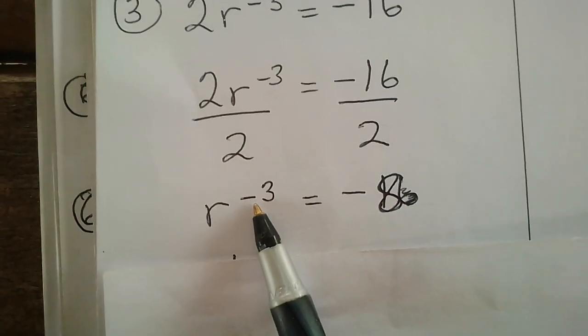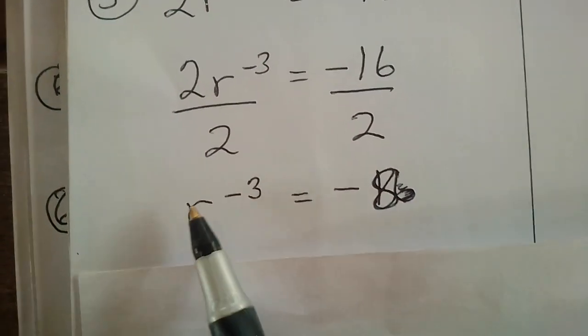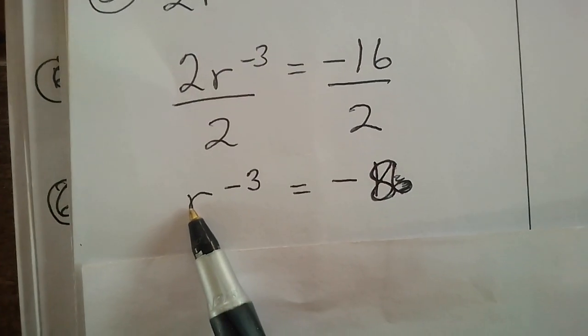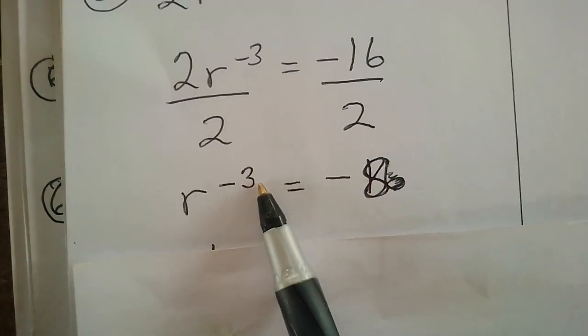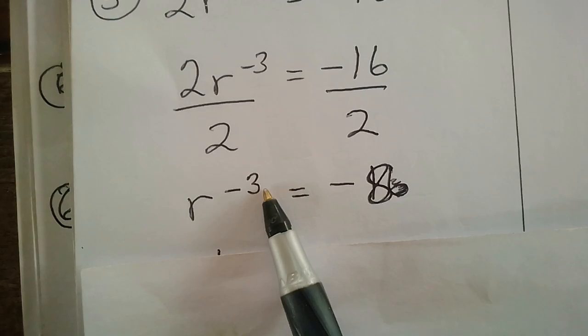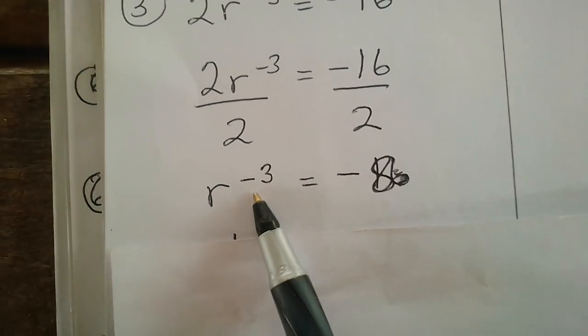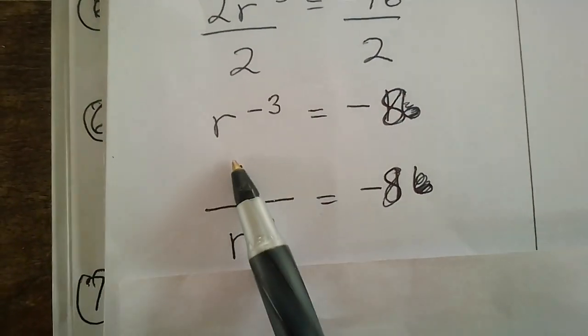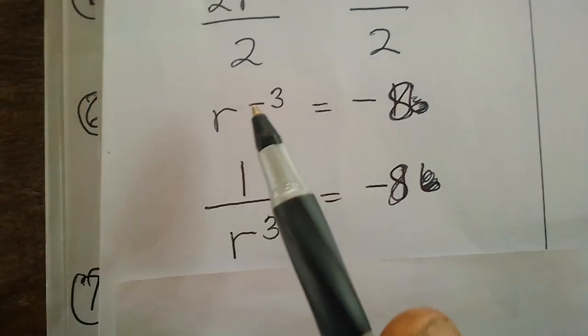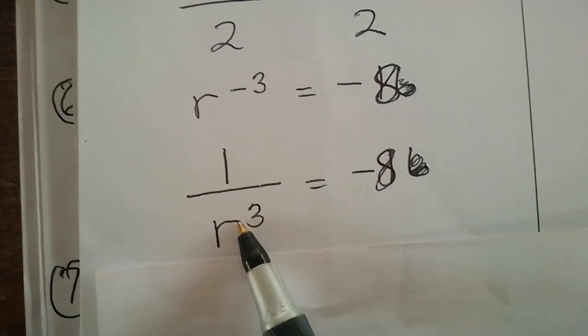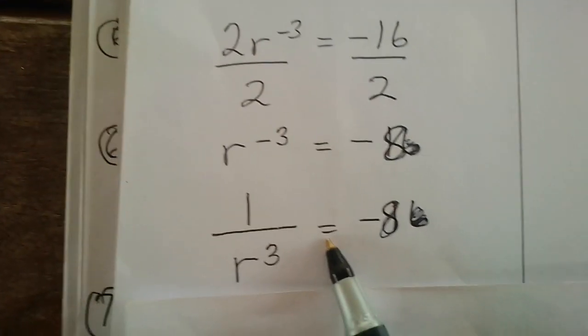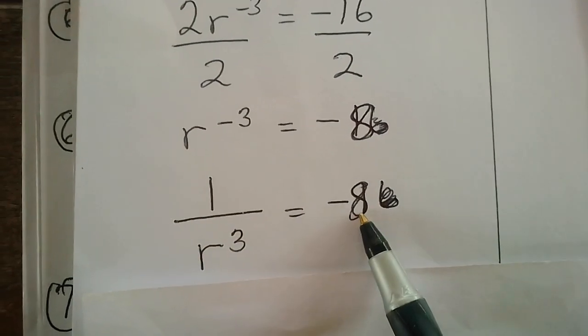Now, we need to remove this negative power. We said that anytime you are having a negative power, it will now be the reciprocal of the positive power. So that means it will now be 1 over r raised to power 3. By rewriting this, we have removed the negative power, and it is equal to minus 8.